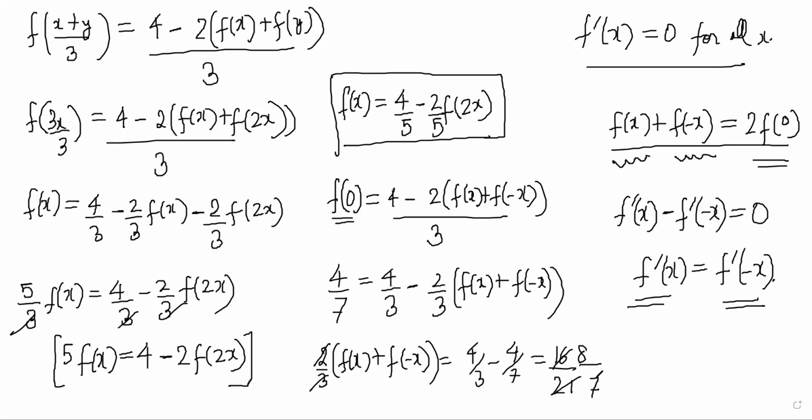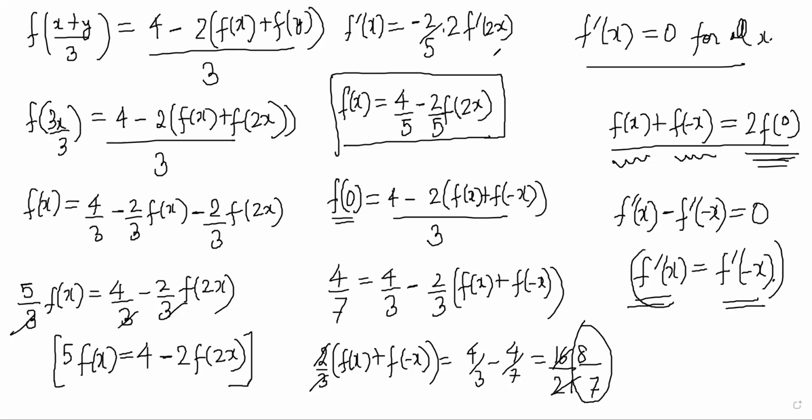I put x is equal to y is equal to 0. Then what is coming? f of 0 is coming from there, no? Yeah, f of 0 is equal to 4 by 7. That we got earlier also. I am only using it here. I have gotten this part. Derivative is equal to derivative of f of minus x. So f dash x here is coming out to be minus 2 by 5 into 2 f dash of 2x. So minus 4 by 5 f dash of 2x is equal to f dash of x.